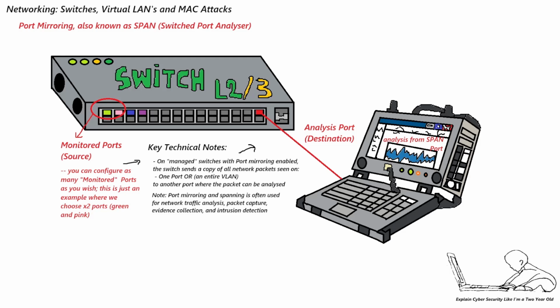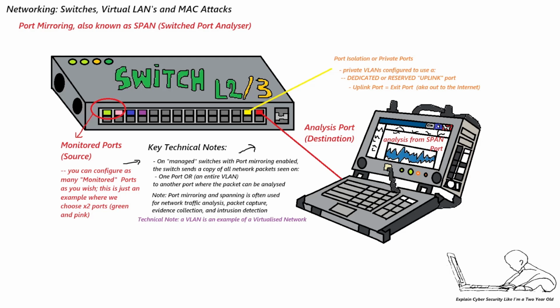Bonus CISSP exam tip. Another element of some VLAN deployments is port isolation or private ports, which basically means some VLANs are configured to use a dedicated or received uplink port, aka exit port. And the bonus tips keep appearing.